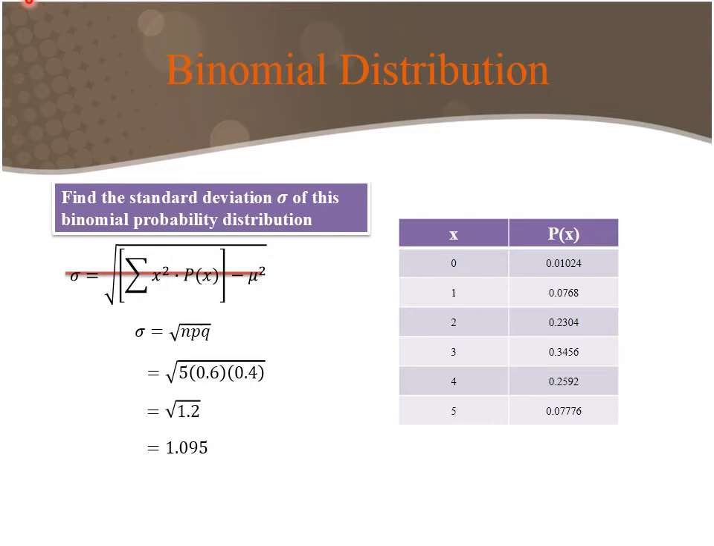So again, keep in mind, this was much easier than squaring the x, multiplying it times the P(x), adding all 6 of these rows up, and then finally subtracting off the mean squared. Now, since we knew it was a binomial probability distribution, we could simply take the square root of the number of trials times the probability of success times the probability of failure. Much easier.